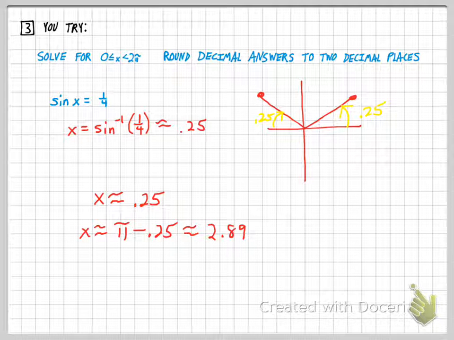Alright, so again, an unfamiliar value, so I'm going to have to use my calculator and do the inverse sine of 1/4. I get a radian measure of about 0.25. My little picture over here shows me the quadrants that I would expect my answer to be in. So first and second quadrant is where the sine is positive. And the reference angle to both answers is going to be that value that I got, 0.25. So the first quadrant answer is 0.25, and the second quadrant answer is going to be pi minus 0.25.